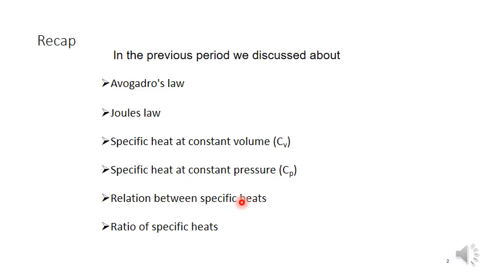So, the relation between specific heats. What is the relation between the two specific heats Cp and Cv? With the gas constant R, we can write R = Cp − Cv. For the problems, it is very important.